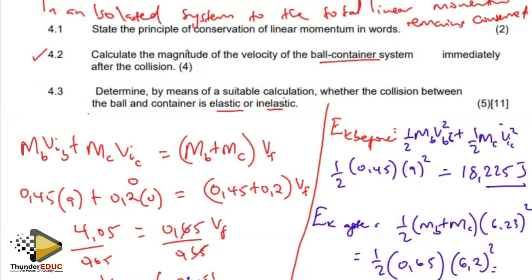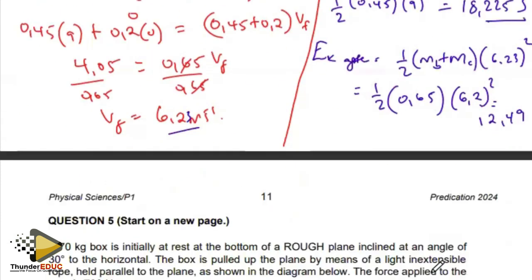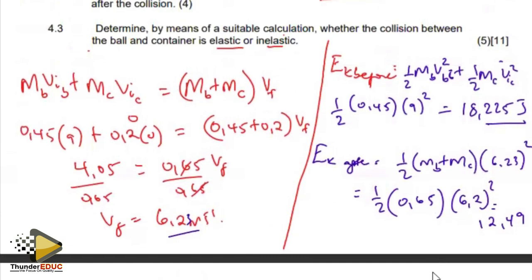I'm getting 12.49. Remember, this was 18.225. This is 12.49. So just by looking at this, I can already see that the kinetic energies are not the same. And the fact that the kinetic energies before and after are not the same means the collision is inelastic. That is the reason EK before is not the same as EK after.